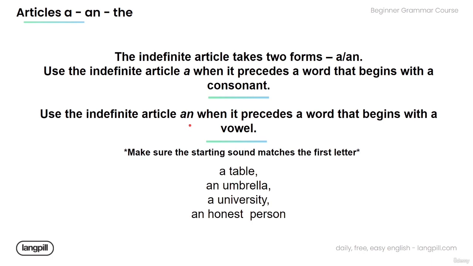In this lesson and almost every English book or grammar book, what they tell you is you use a when it's before a word that begins with a consonant, and then you use an when it's before a word that starts with a vowel. These two rules, about 95% of the time, are always correct, but there are a few situations where it doesn't work.